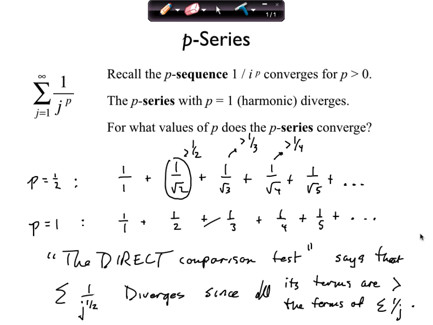Would we have a direct comparison test for series that converge? So what would it be like to have a direct comparison test to prove that a series converges? Try to explain that to the person next to you. What would it mean to use direct comparison to show that a series converges? Go.